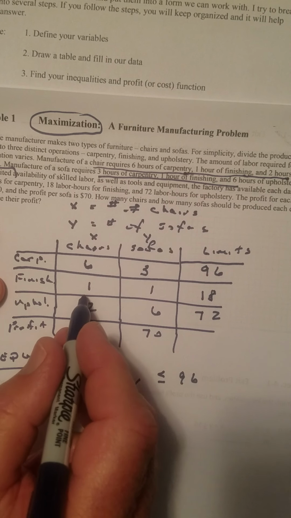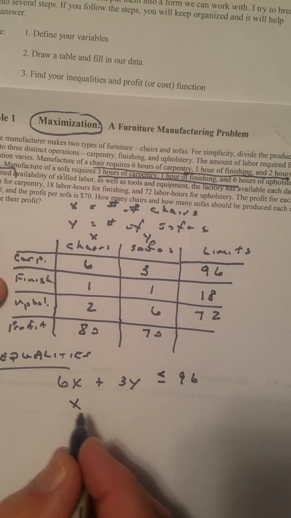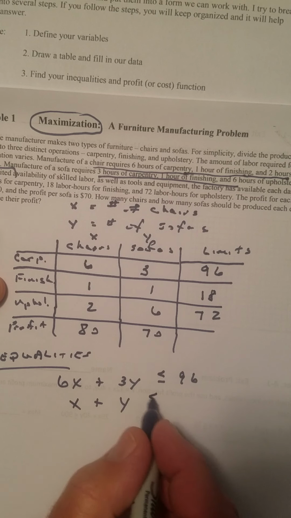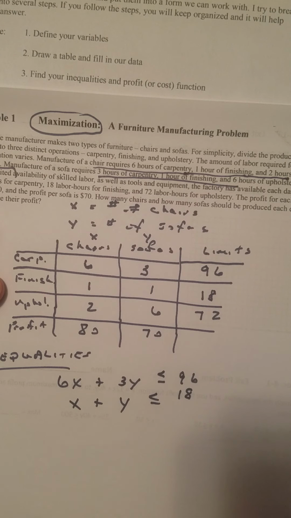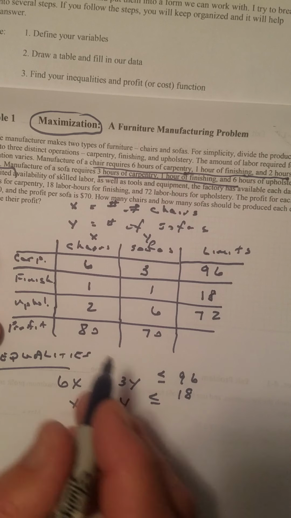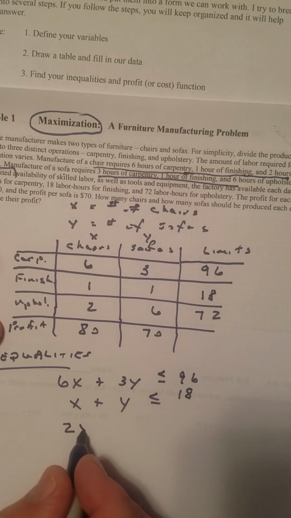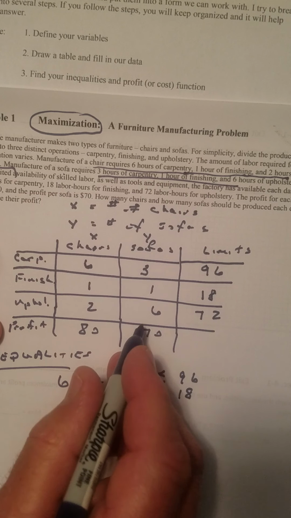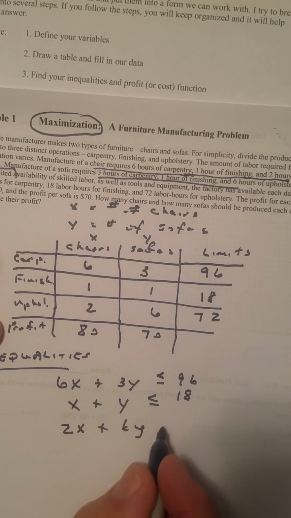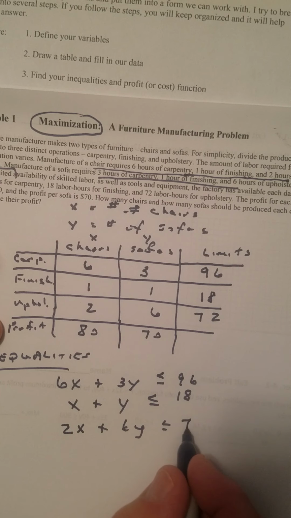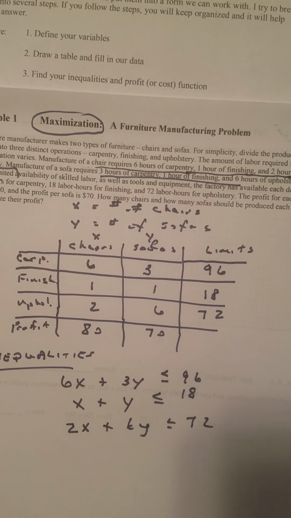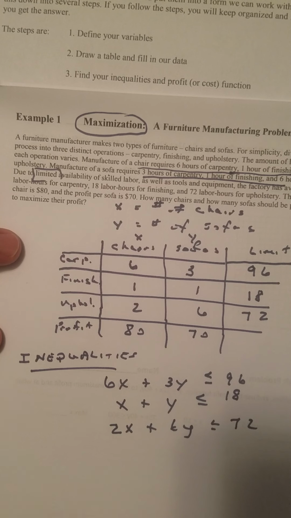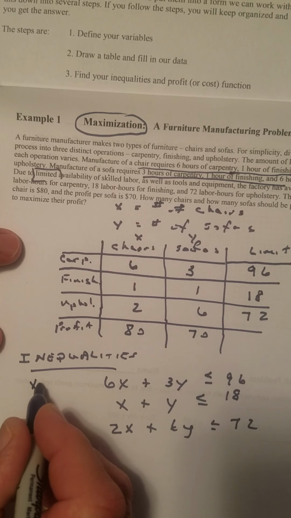When you go to finishing, I've got 1x plus 1y, or just x plus y, less than or equal to 18. And then for upholstery, 2x plus 6y less than or equal to 72. Now that's your three main inequalities. Always remember this though: if I ask you for the inequalities, don't forget these.